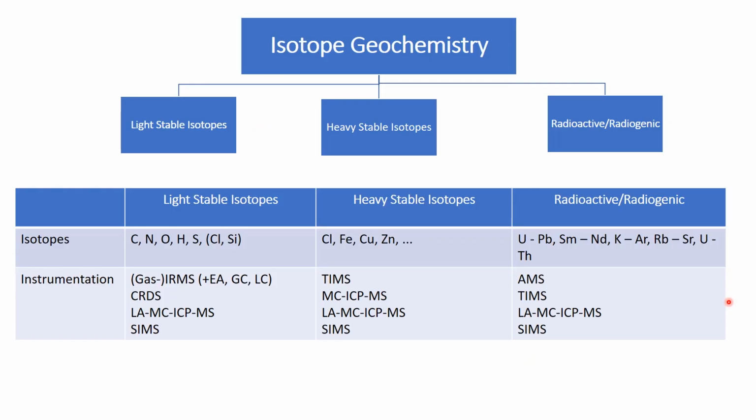Isotope geochemistry can be divided into three different groups. We have the light stable isotopes, the heavy stable isotopes, as well as the radioactive or radiogenic isotopes. Applications and instrumentation differ slightly between the different types of isotopes. In this lecture, I will cover mostly light stable isotopes, but the basic concepts apply to all types of isotope analysis.